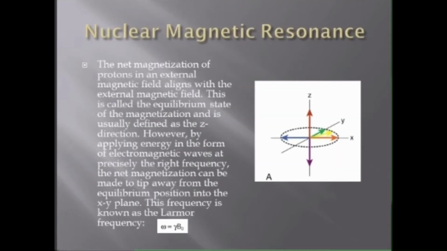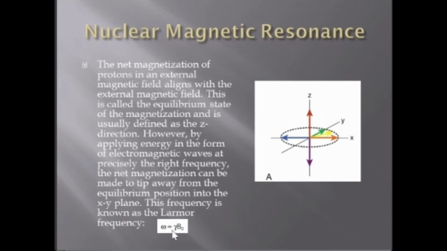Nuclear magnetic resonance. The net magnetization of protons in an external magnetic field aligns with the external magnetic field. This is called the equilibrium state of the magnetization and is usually defined as the Z direction. However, by applying energy in the form of electromagnetic waves at precisely the right frequency, the net magnetization can be made to tip away from the equilibrium position into the x-y plane. This frequency is known as the Larmor frequency.